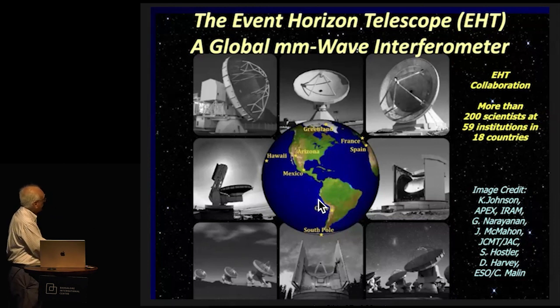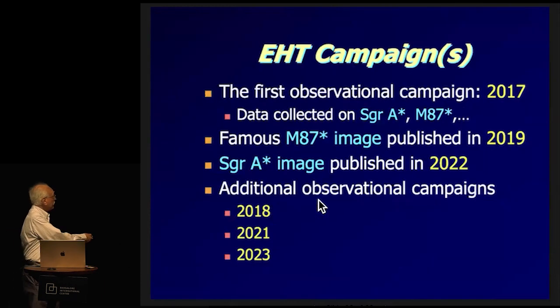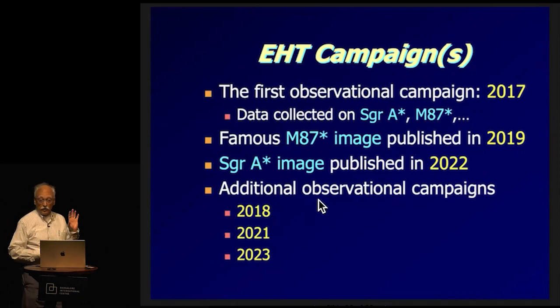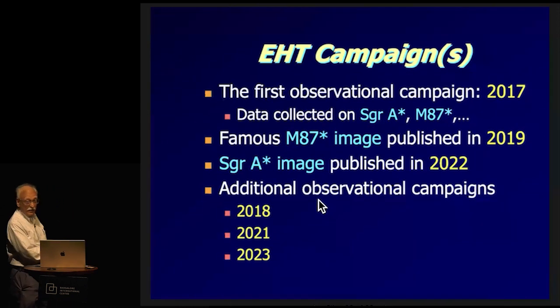It collected data simultaneously from multiple telescopes around the Earth at the same wavelength, around 1 millimeter, combined it, analyzed it, and produced results. This is the EHT. The first data were collected in 2017 on these two objects and some other objects as well. But this is the main story. The first results were published in 2019. It took 2 years to really analyze and be sure that we had the right answer, okay? It's a very difficult experiment.